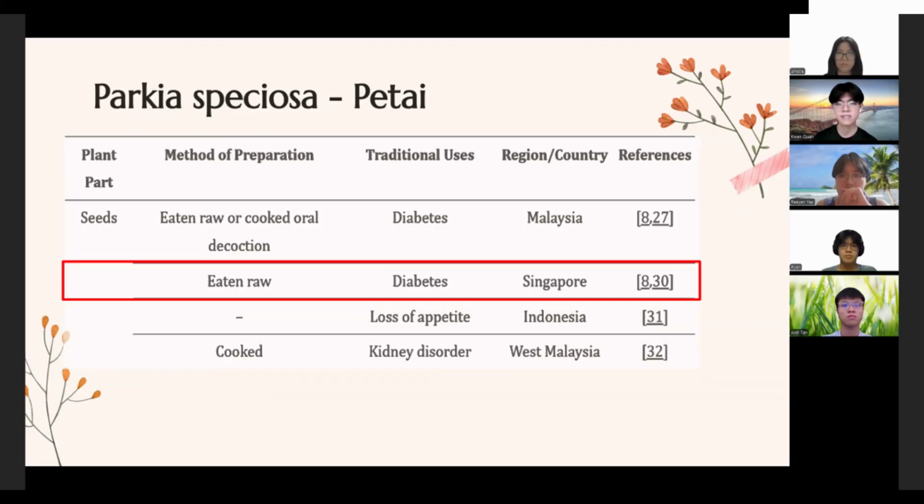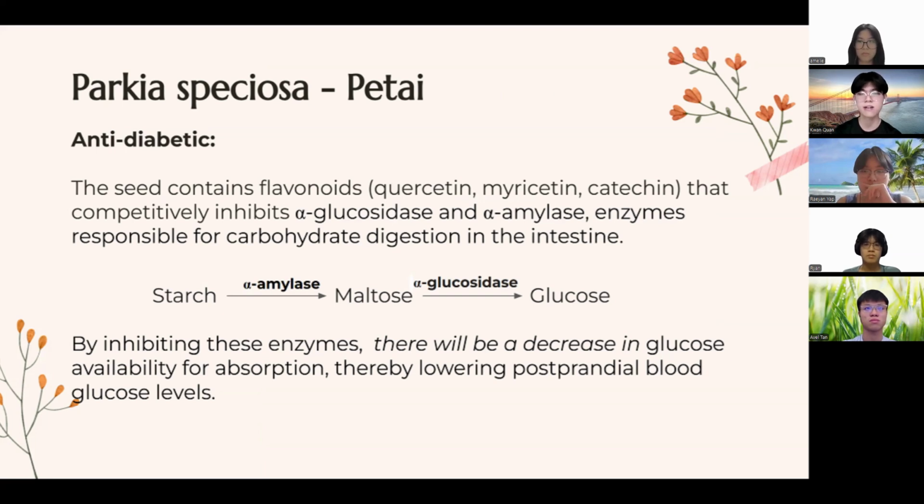Looking at the research that I found, it shows that in Singapore, it is the seeds of the petai that are eaten raw to treat diabetes. So I will be talking about the mechanism behind it. It contains flavonoids such as quercetin, myricetin, and catechin that act as competitive inhibitors on alpha-glucosidase and alpha-amylase. These are enzymes responsible for carbohydrate digestion in the intestine.